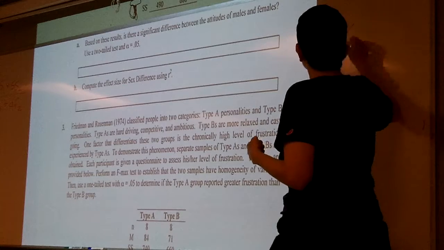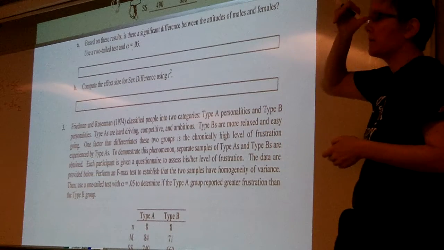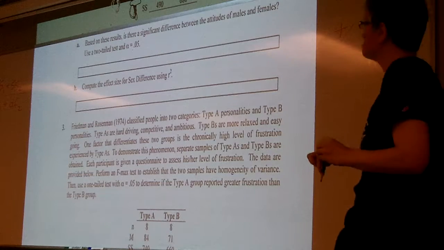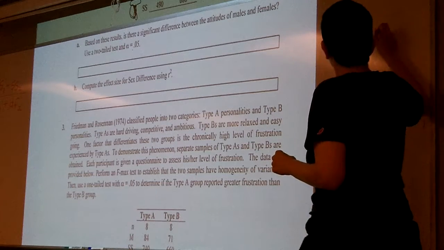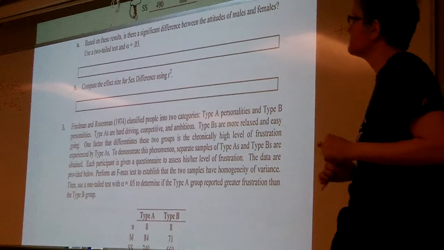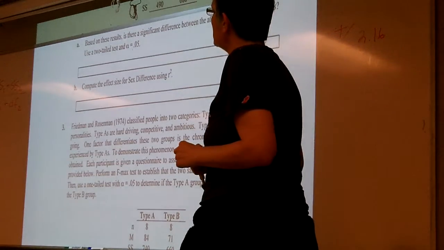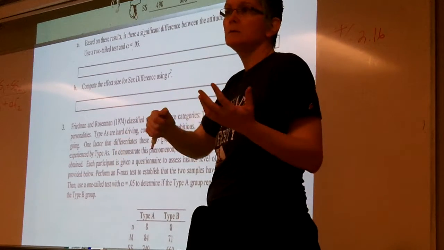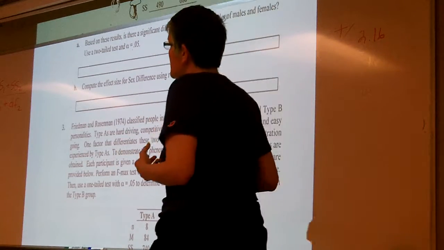critical value? 2.16. Okay, so that's my critical value. Now, what do I need to do? I've got to go through my steps again, right? Okay, so I know this value now.